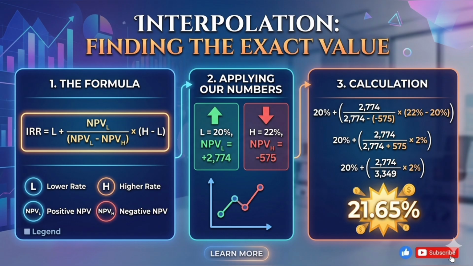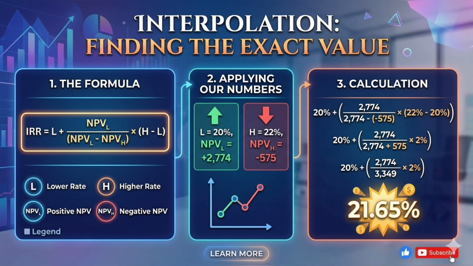In interpolation, the equation is IRR equals L plus NPV_L by NPV_L minus NPV_H into H minus L. Here L equals the lower rate, that is 20%. H is our higher rate, that is 22%. NPV_L means the profit at the lower rate, that is 2774, and NPV_H means the profit at the higher rate, that is the negative value 576.